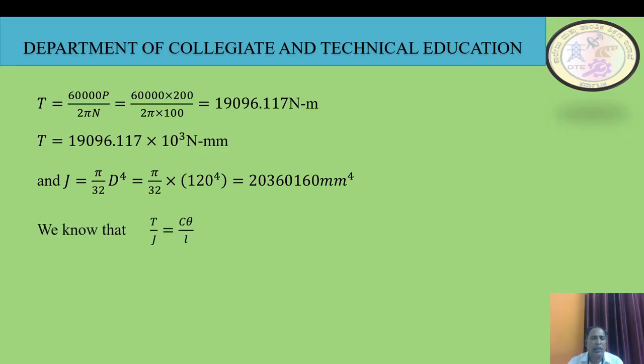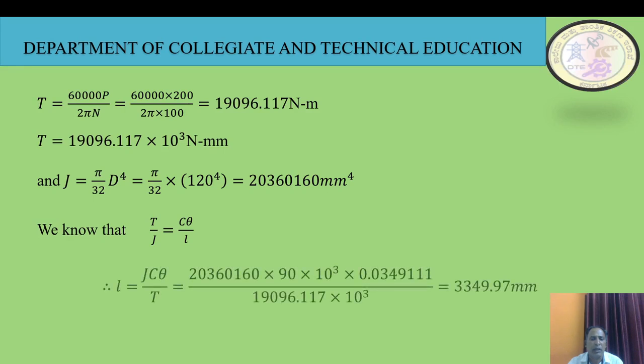So he has asked to calculate the length of the shaft. We know that T by J is equal to Cθ by L. Therefore L is equal to JCθ by T. By substituting the value of polar moment of inertia, modulus of rigidity, the angle of twist, and also the torque transmitted that we have just calculated, we will get the length of the shaft as 3349.97 mm. That is 3.349 meter.